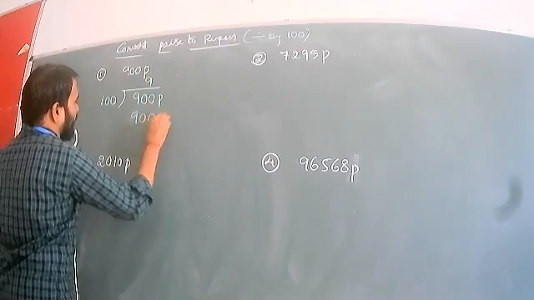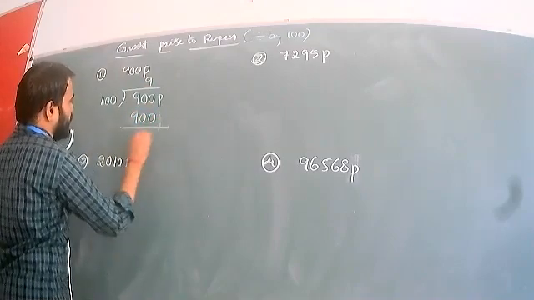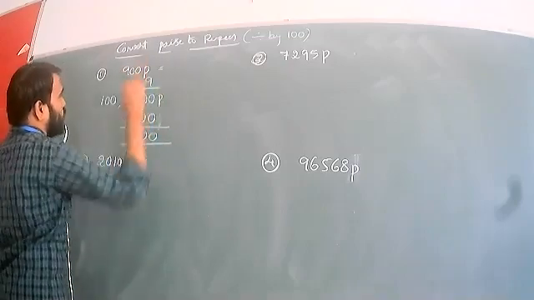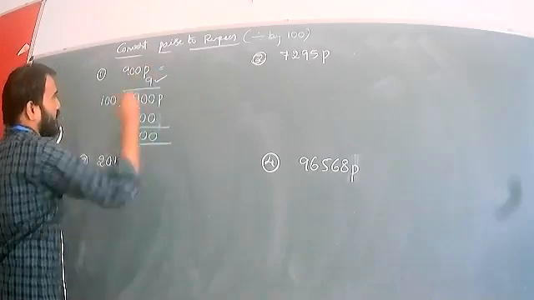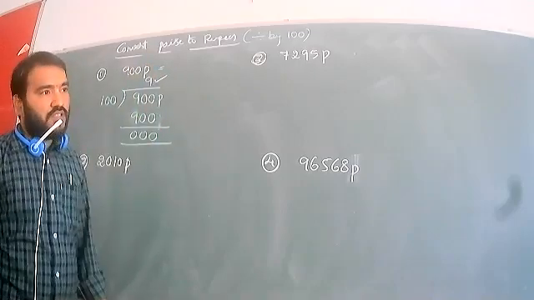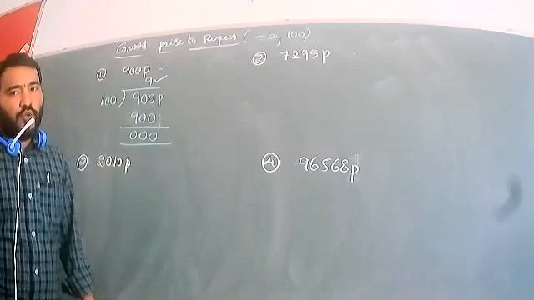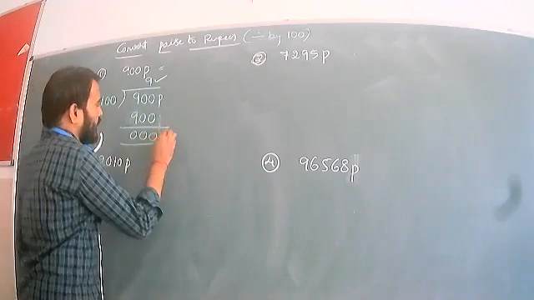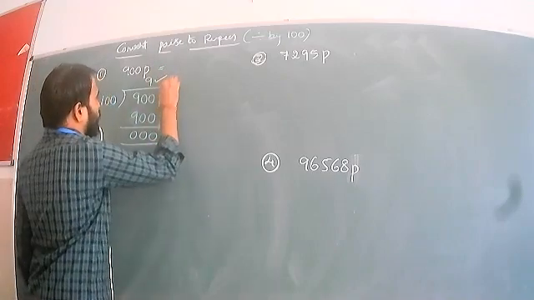Divide 900 by 100. We get 9. So the quotient is the rupees, and the remainder is the paisa. That is the rupees concept.